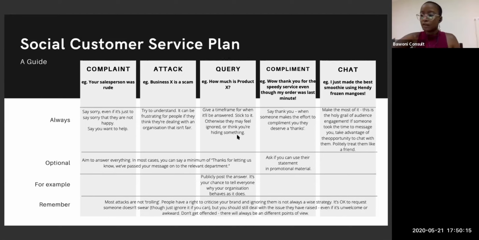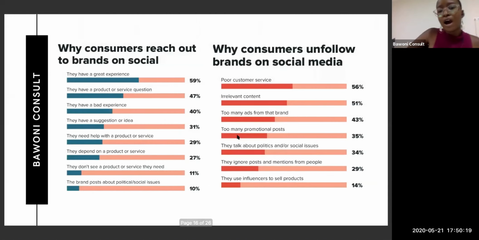Okay, so let's go on to the next slide. I like these two surveys because they provide you with both sides of customer engagement: why consumers or customers are reaching out to brands, and why consumers unfollow brands on social media.